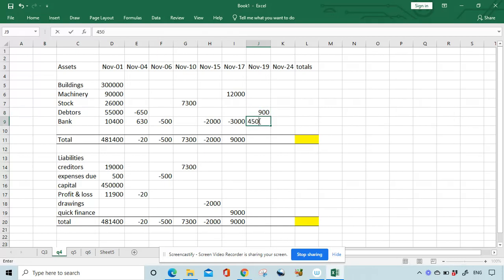Our bank account goes up by 450. We received 450. Sorry, debtors should be down by 900. Our bank account goes up by 450. Our profit and loss goes down by 450 because we've had to write that debt off. So minus 450 and minus 450.